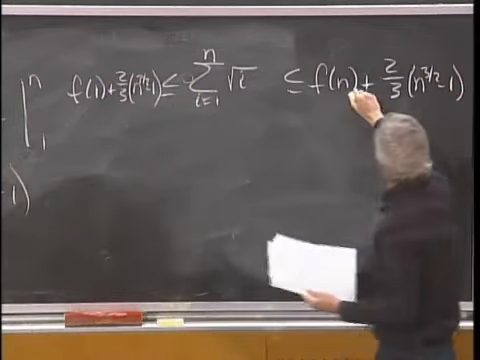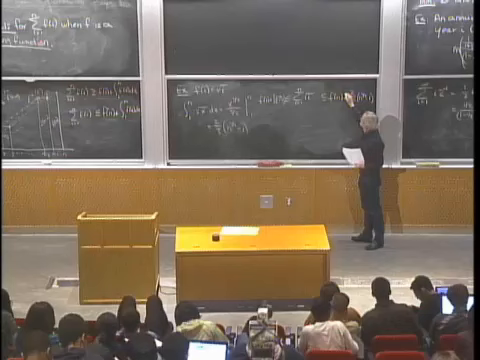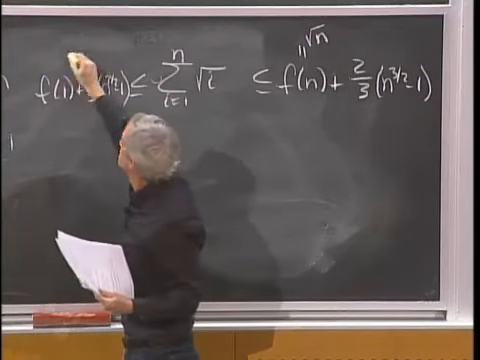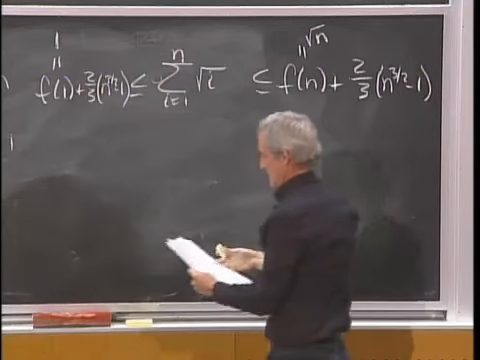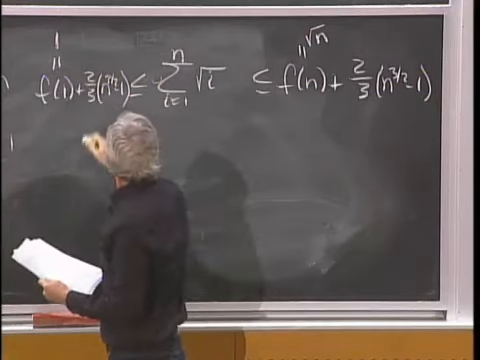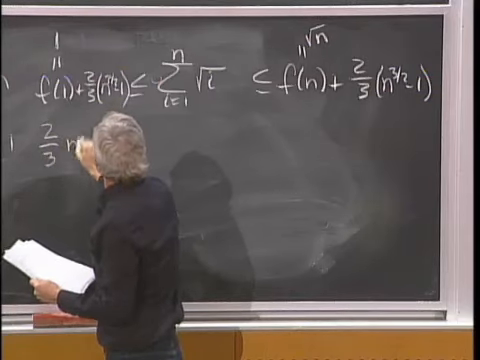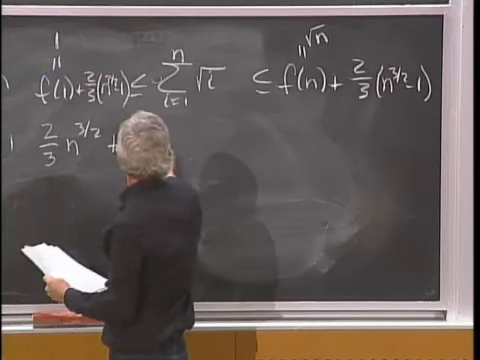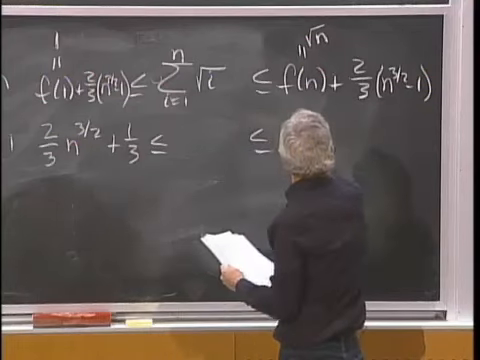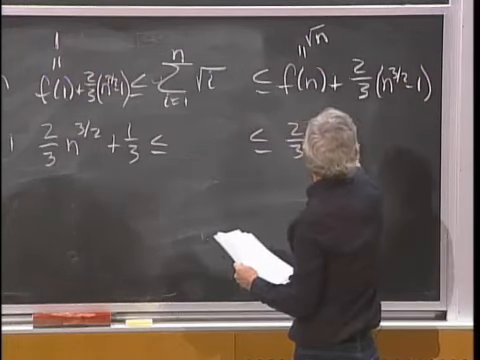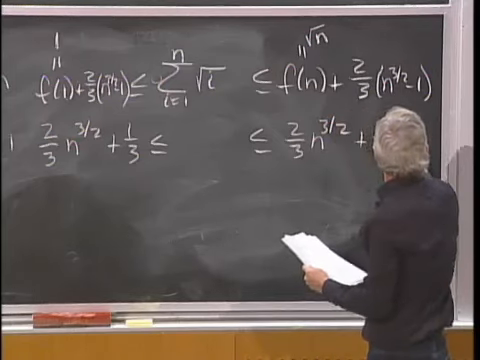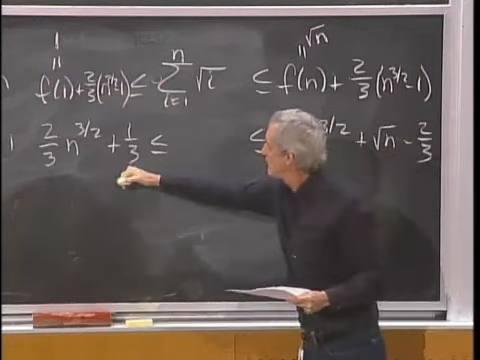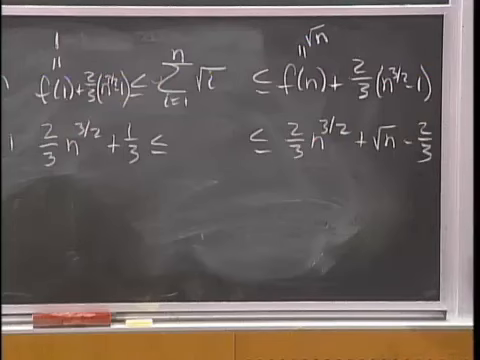What is f of n? That's the square root of n. What is f of 1? Square root of 1, which is 1. All right, so I'll plug that in here. I get 2/3 n to the 3 halves plus 1 minus 2/3, which is plus 1/3. And here I get 2/3 n to the 3 halves plus the square root of n minus 2/3. So now I have pretty good bounds on the sum of the first n square roots using this method.